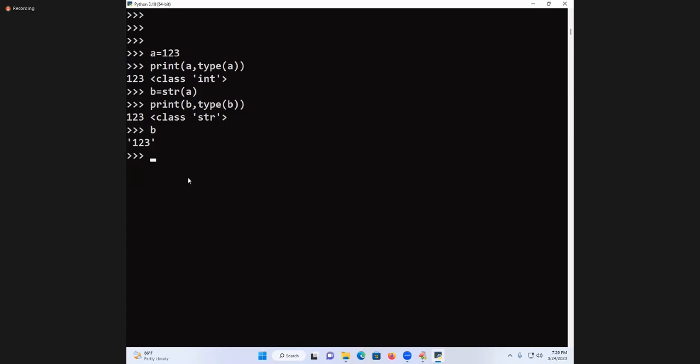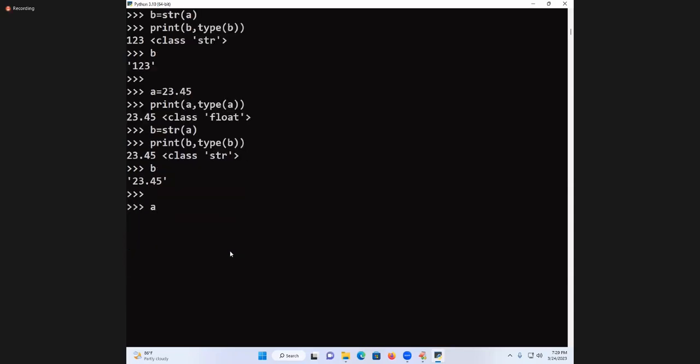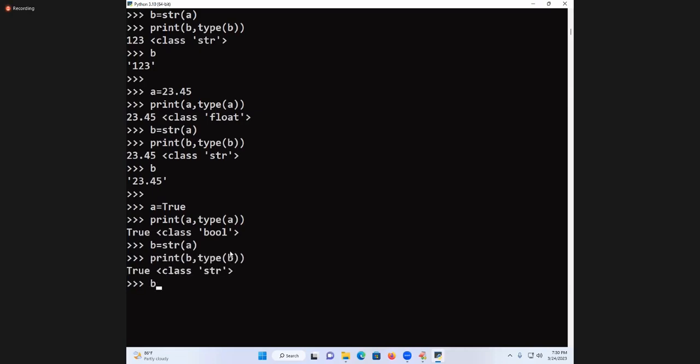Yes. Next, one more. a is equal to 23.45. Which type? Float type. b is equal to str of a. Possible or not? Possible. Print b. What is the answer now? Is it 23.45 within single quotes or not? Yes. Next, a is equal to True. Which type? Bool type. b is equal to str of a. Print b. Is True within single quotes or not?